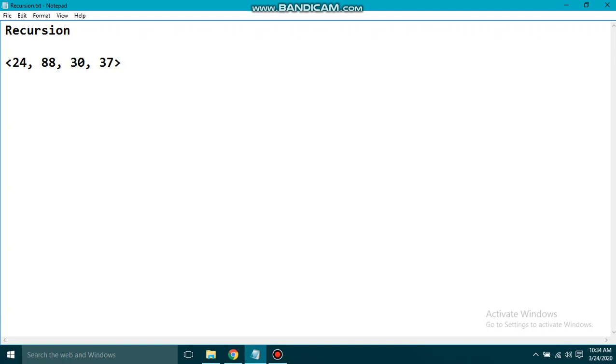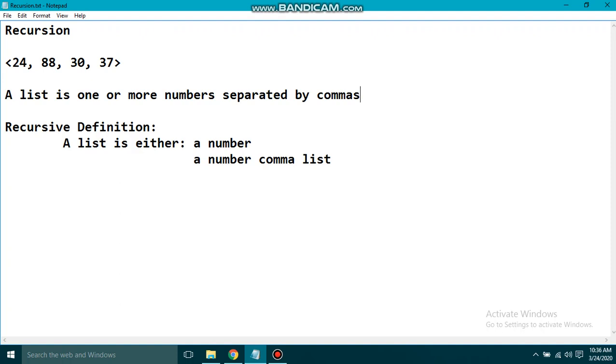One way of saying this is a list of numbers which has one or more numbers separated by commas. And for a recursive way of thinking, the recursive definition of this problem should be something like this: a list is either a number or a number comma list. So basically the recursive definition is, a list is either a number, or a number comma another list.